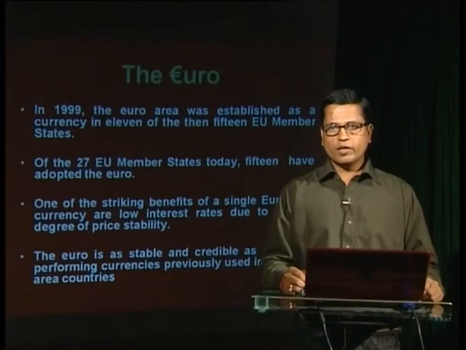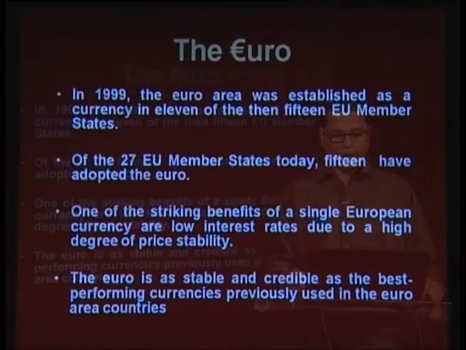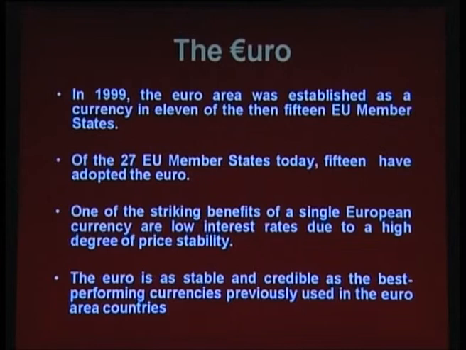The euro, which is a common currency for the European Union countries, has been the key achievement for the European Union. It came into existence in 1999 when the euro area was established as a currency in 11 of the then 15 European Union member states. Of the 27 European Union members today, 15 have adopted the euro, and very soon the remaining countries might adopt the euro as their key currency.